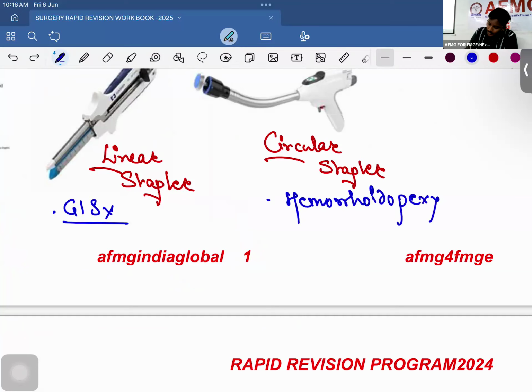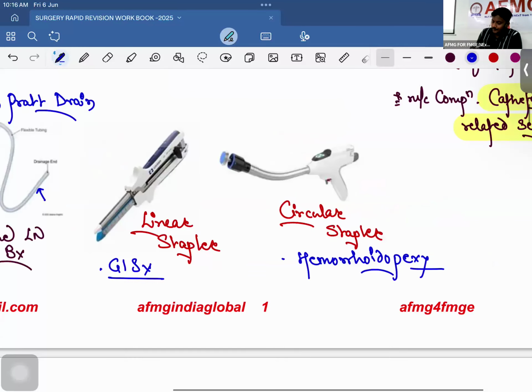Reason: when you do stapler hemorrhoidopexy, the blood loss is going to be less. That's the reason stapler hemorrhoidopexy is the surgery of choice for hemorrhoids nowadays. If that doesn't help, or if there is a recurrence, then we go for a bigger surgery, and that is hemorrhoidectomy. Okay, but the surgery of choice is hemorrhoidopexy. ये याद रखना. Hopefully that has cleared all of you now.